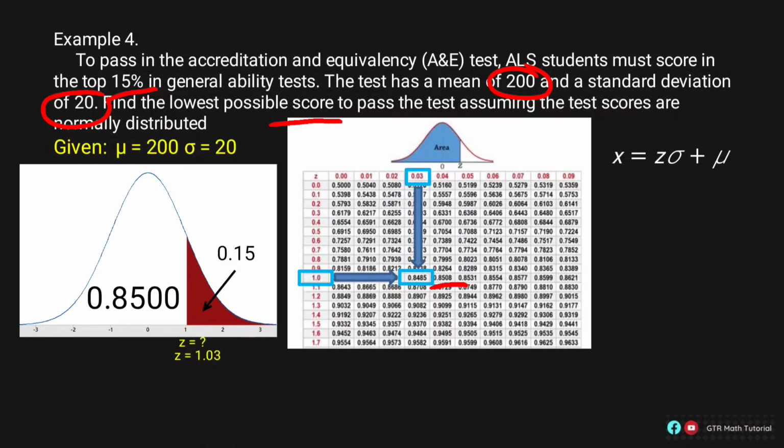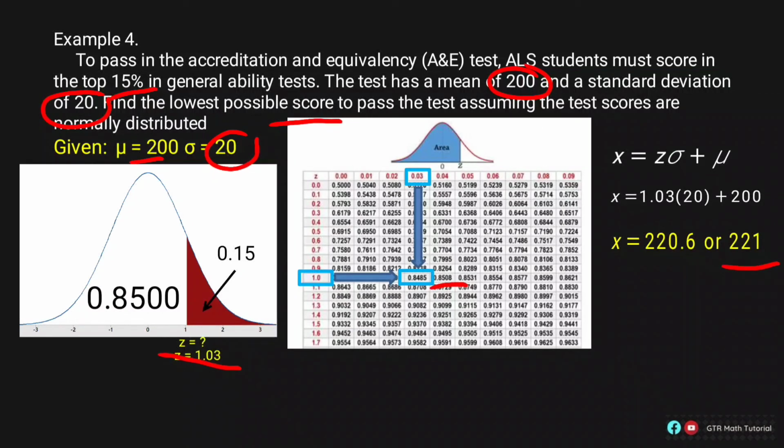Then substitute lang natin yung mga values natin. Ang Z is 1.03. Then we have sigma is 20. And then mu is 200. So, substitute lang natin lahat yan dito sa formula natin. So, we have X equals 1.03 times 20 plus 200. So, just use your calculator. Therefore, the value of X is 220.6. Or, kailangan nating i-round off sa whole number dahil ang hinahanap natin is test score. So, wala namang test score na may decimal. So, therefore, X is equal to 221.